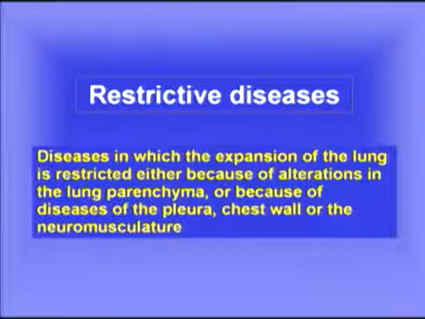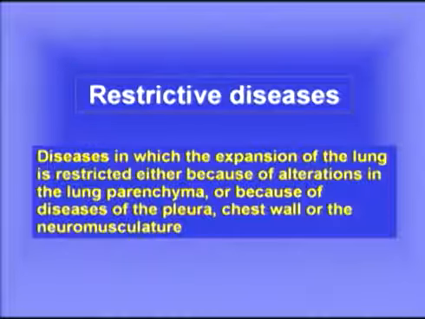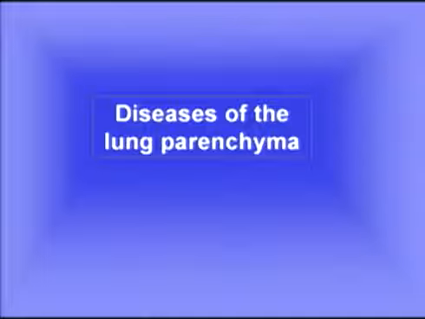So restrictive diseases can be described as shown here. They're diseases in which the expansion of the lung is restricted, either because of alterations in the lung parenchyma, and we're going to be talking quite a bit about those conditions, or because of diseases of the pleura, the chest wall, or the neuromusculature. So let's start now by looking at diseases of the lung parenchyma.